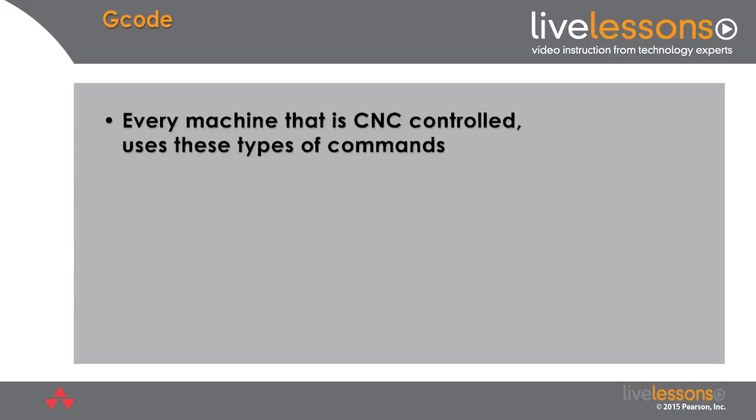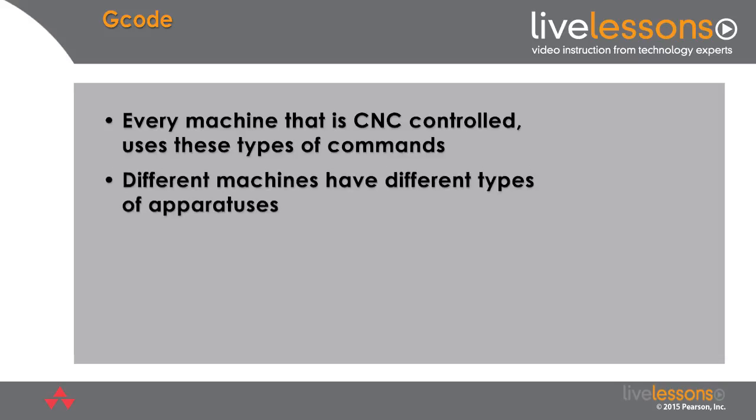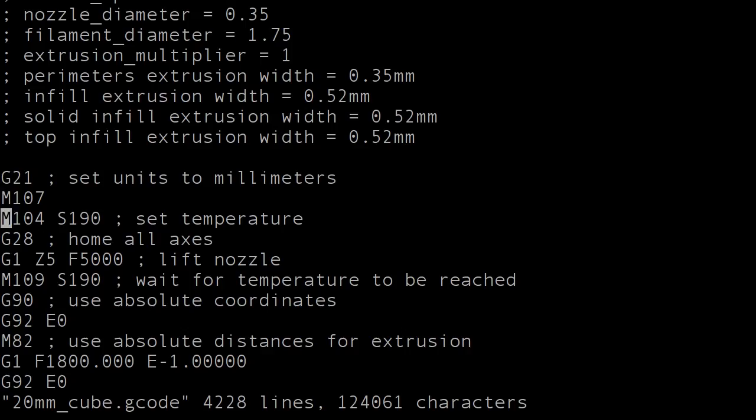Like I said before, every machine that is CNC controlled, whether it's a robot assembling a vehicle or a 3D printer, uses these commands, but not every machine has the same apparatus. For example, a machine that welds the doors onto a car might have a welding tip. A 3D printer has an extruder, and it's not going to have a welding tip, so you have to give a different command. These commands are prepended by the M command, and those can be assigned to different miscellaneous operations. For example, this command, M104, tells the machine it's going to set the temperature on the extruder. The S command, with the 190, tells the machine it's going to set the temperature to 190 degrees centigrade.